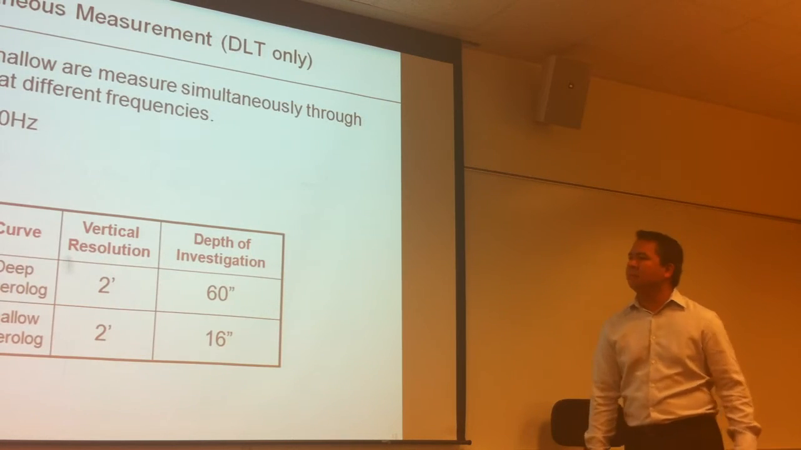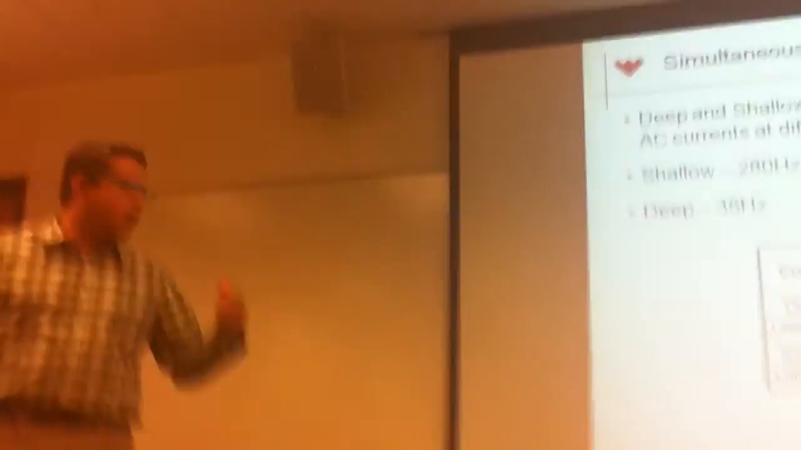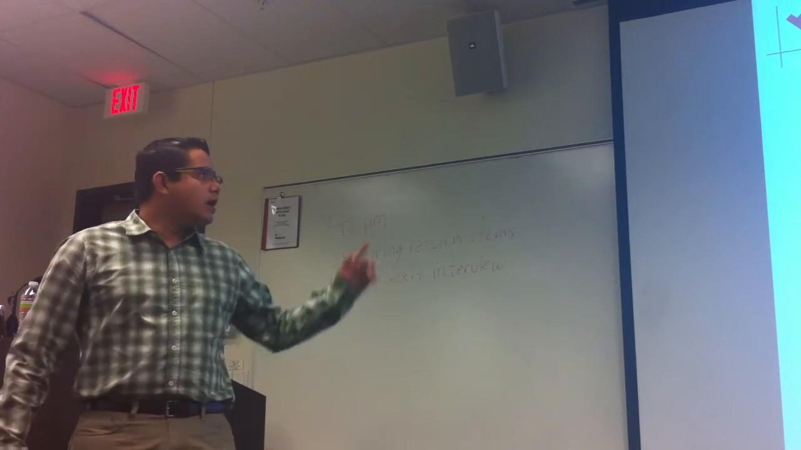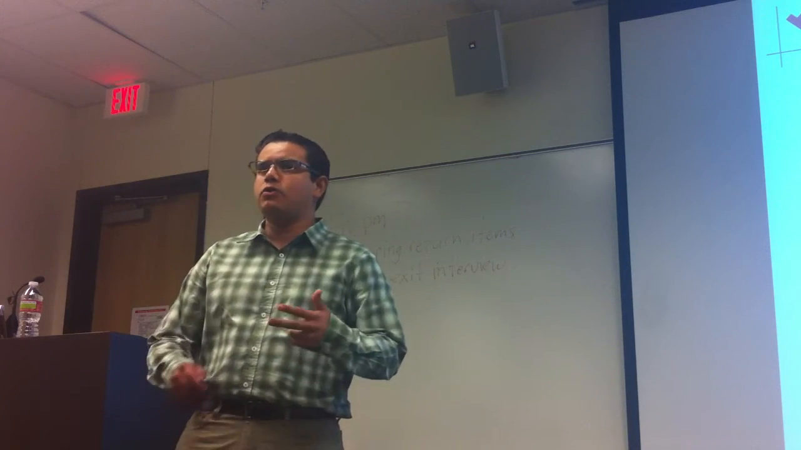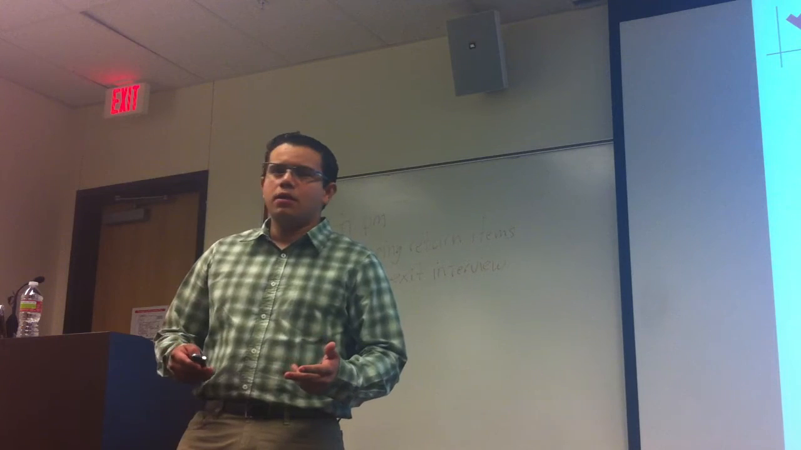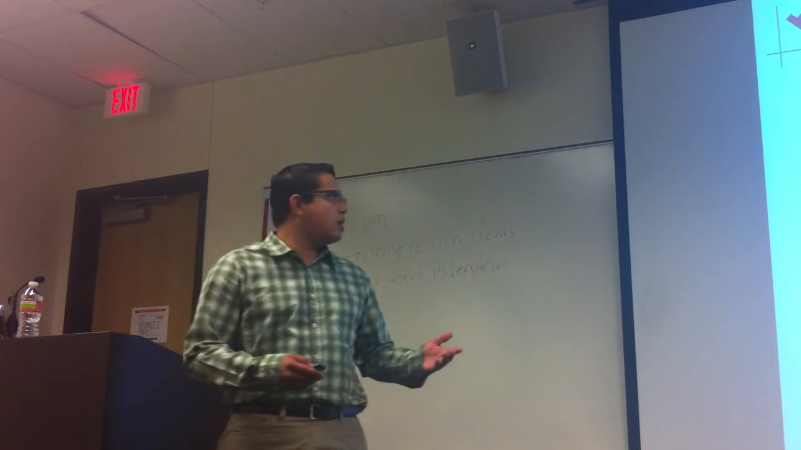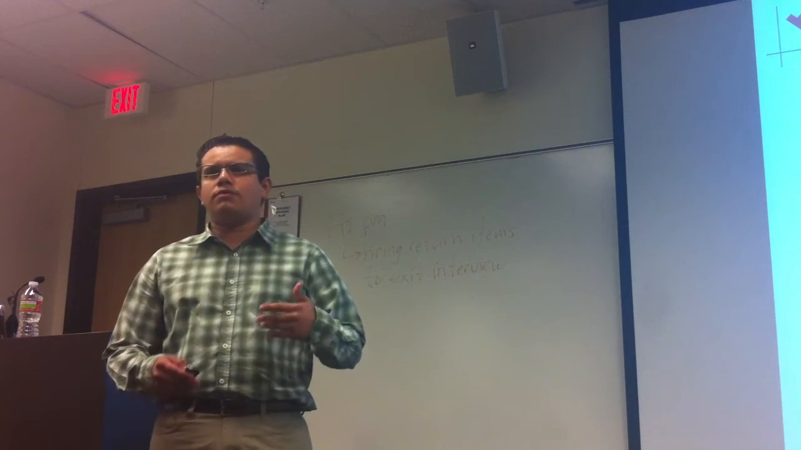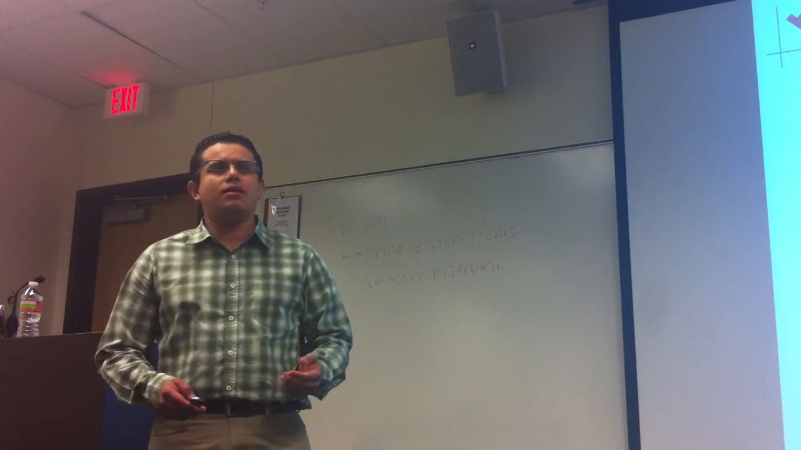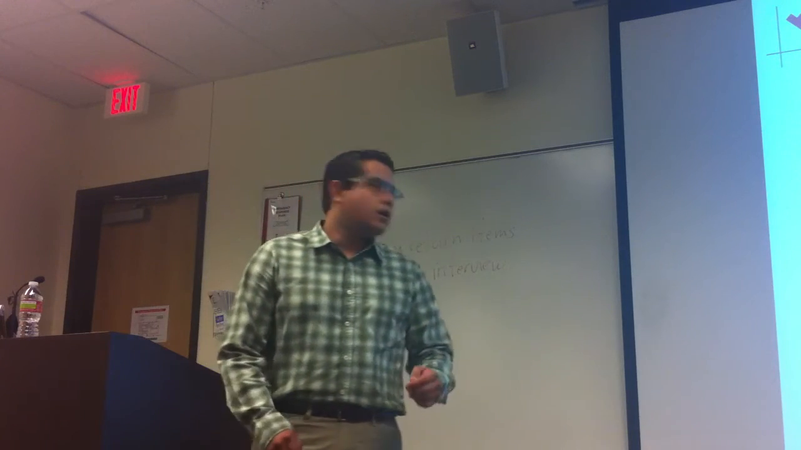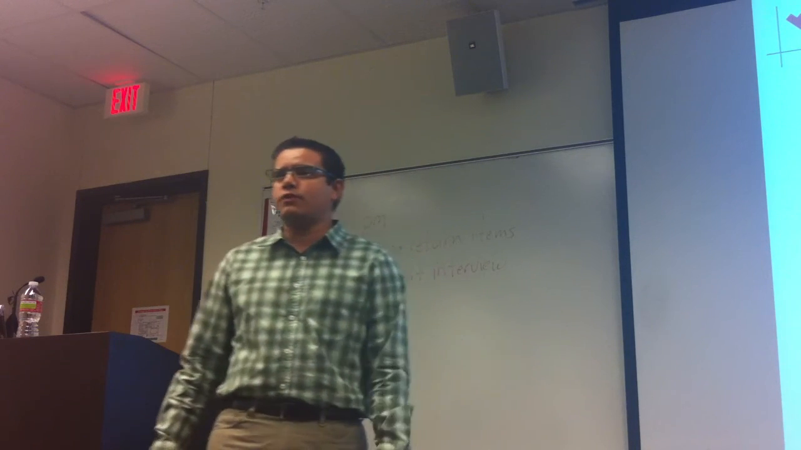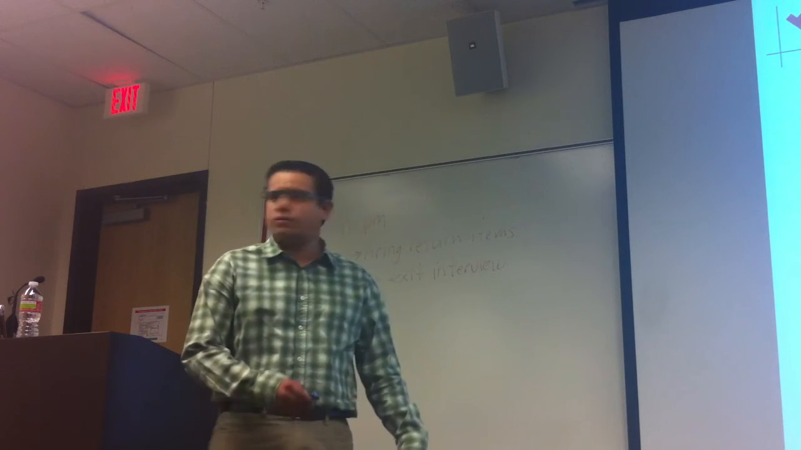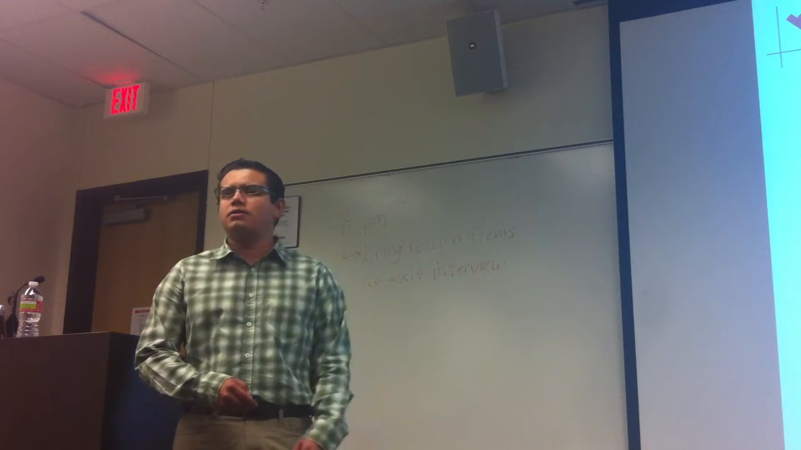Okay, so opposite to a compact tool that switches a DC power supply to make sure that we have deep and shallow, in the standard tool we measure actually at the same time. So how do they do that? They transmit the currents at different frequencies. The shallow will be transmitted at 280 Hz and the deep at 35 Hz. As we mentioned before, vertical resolution of the tool is 2 feet, and depth of investigation is 60 inches for the deep, and 16 for the shallow.